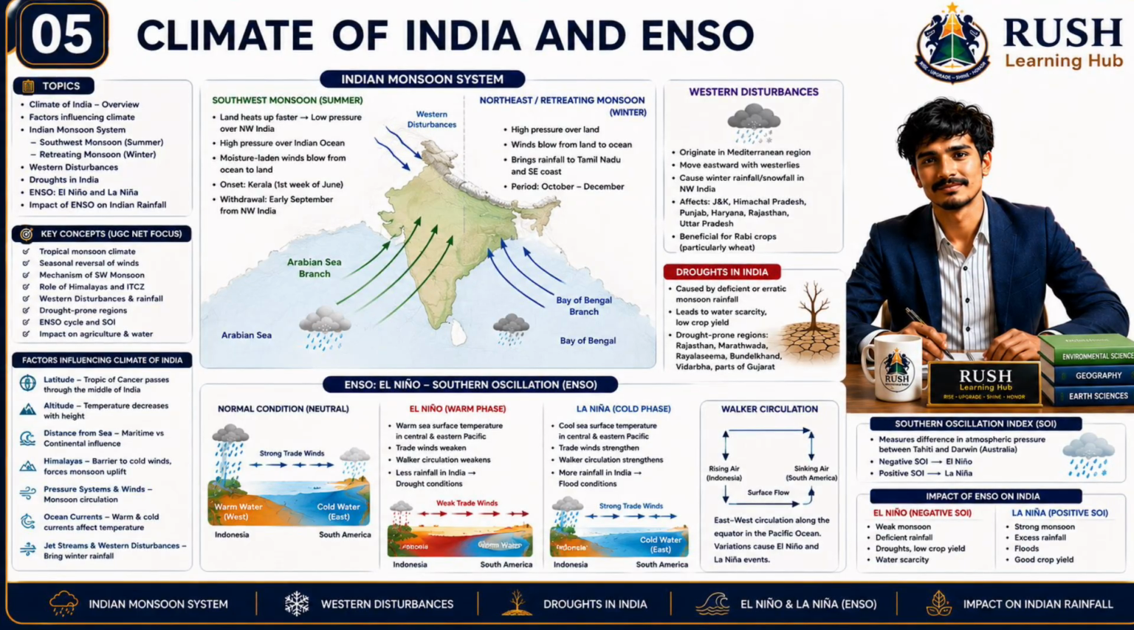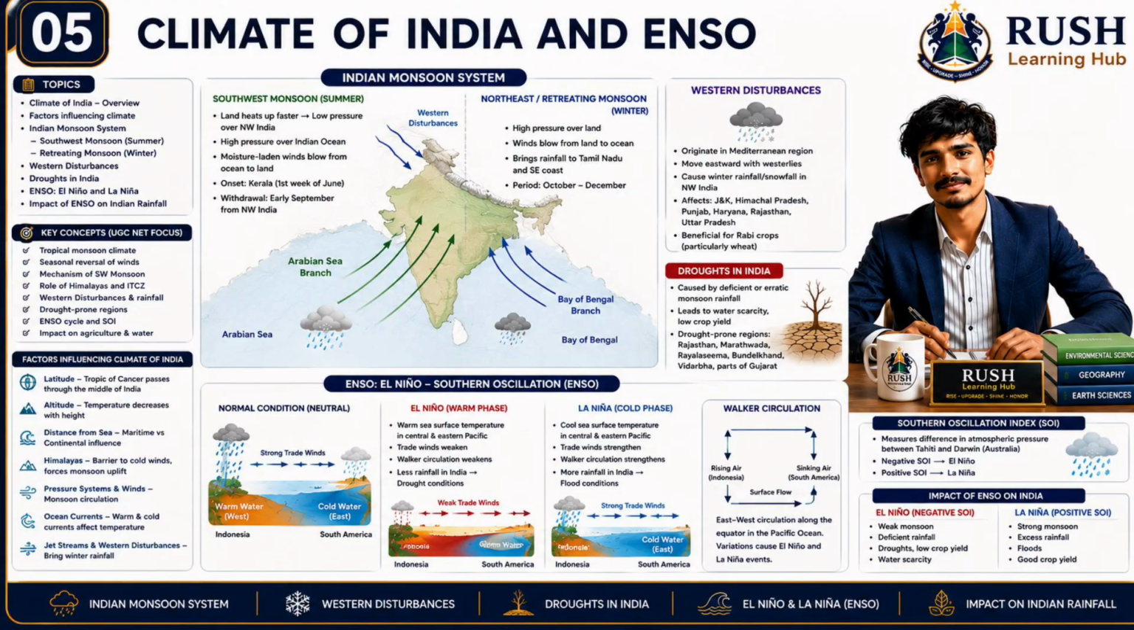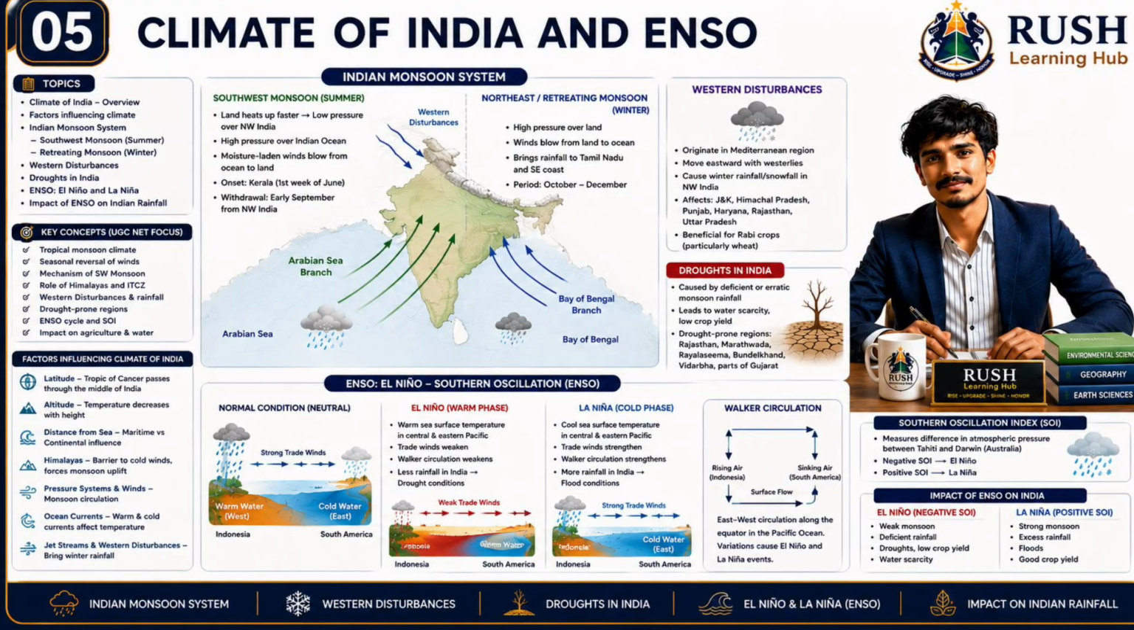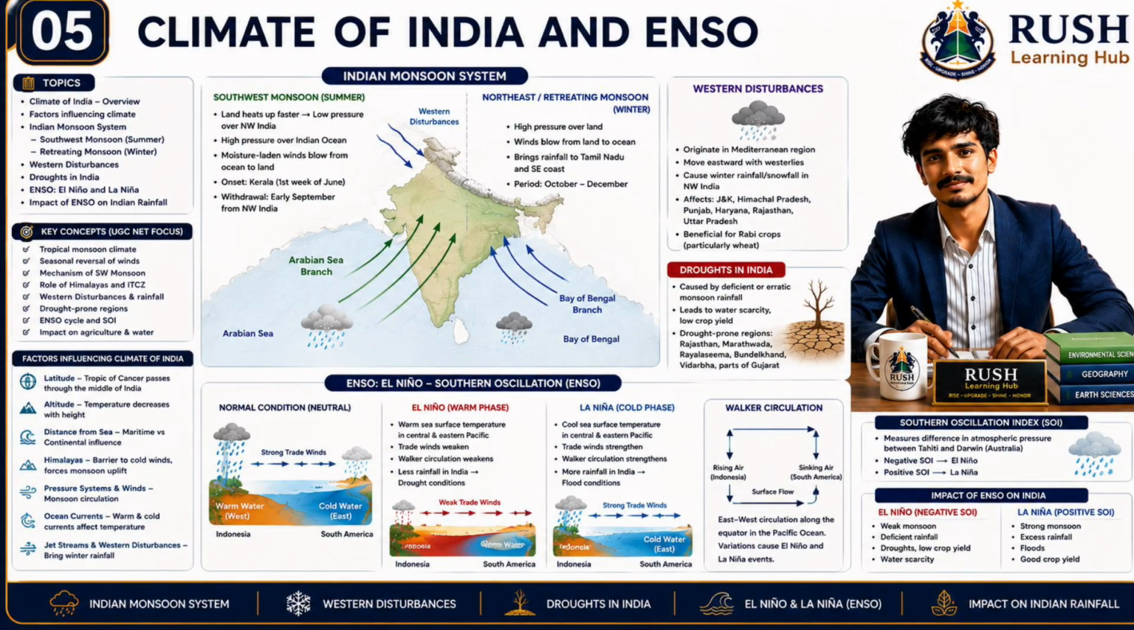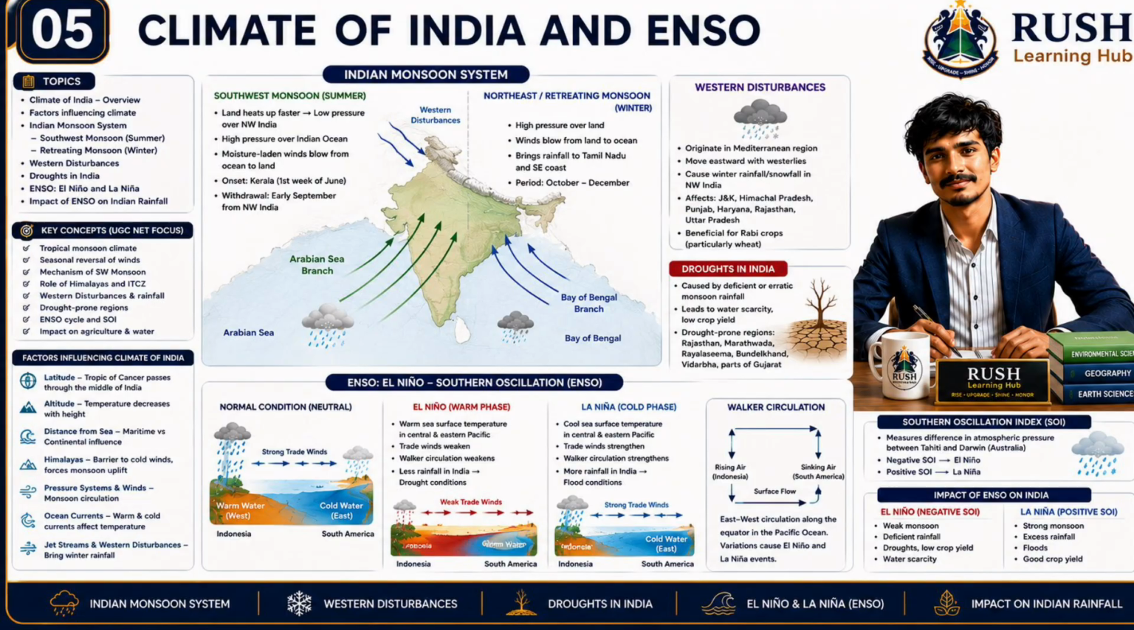The second factor is altitude. Temperature decreases with increase in altitude, which explains why mountainous regions remain cooler than the plains. The third factor is distance from the sea. Coastal regions experience moderate temperatures due to the maritime influence, whereas inland regions experience extreme climatic conditions, known as continentality.